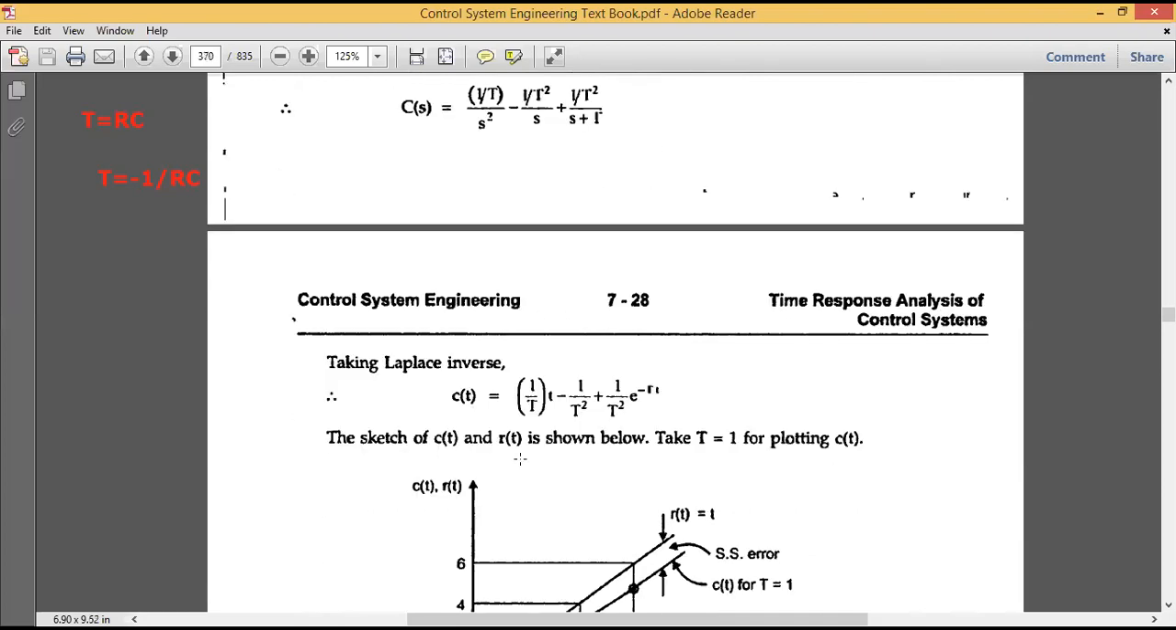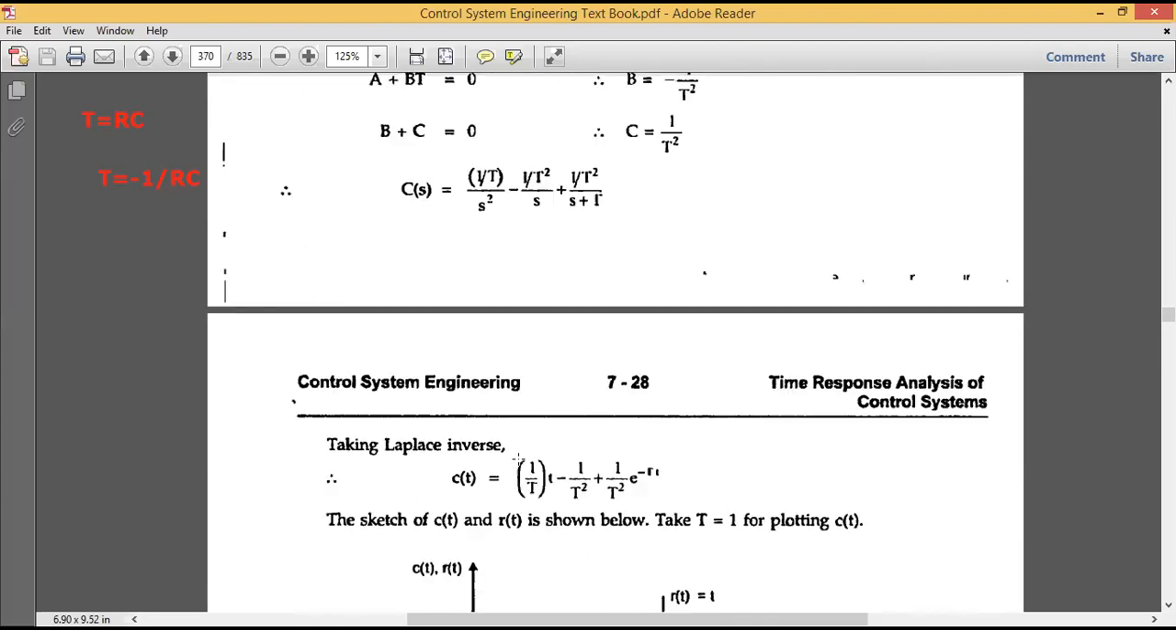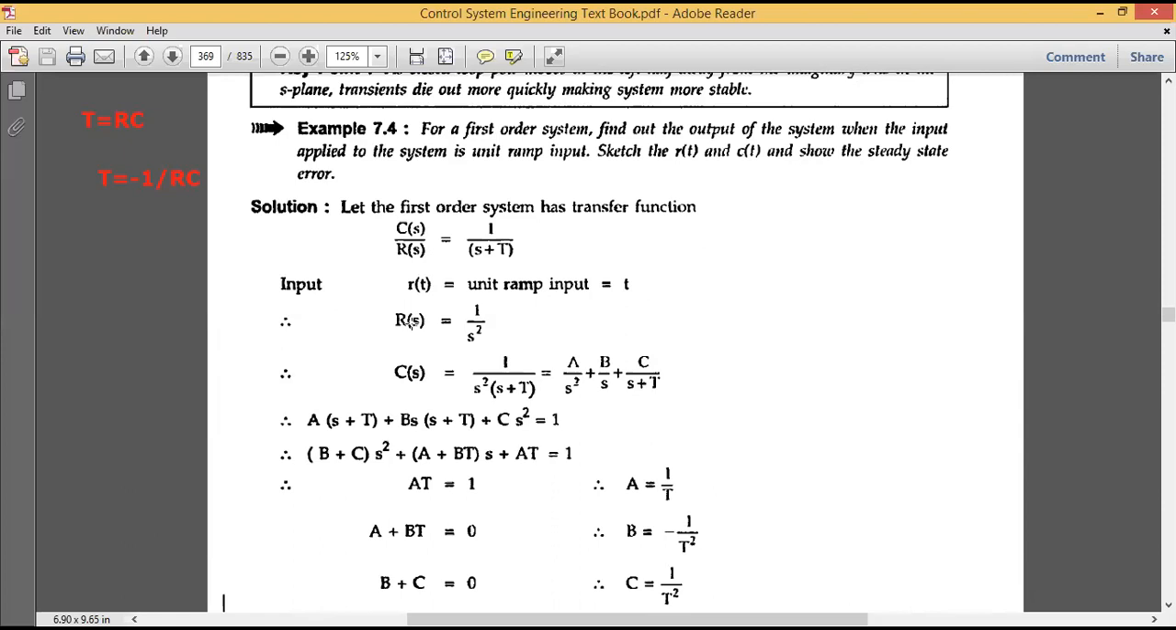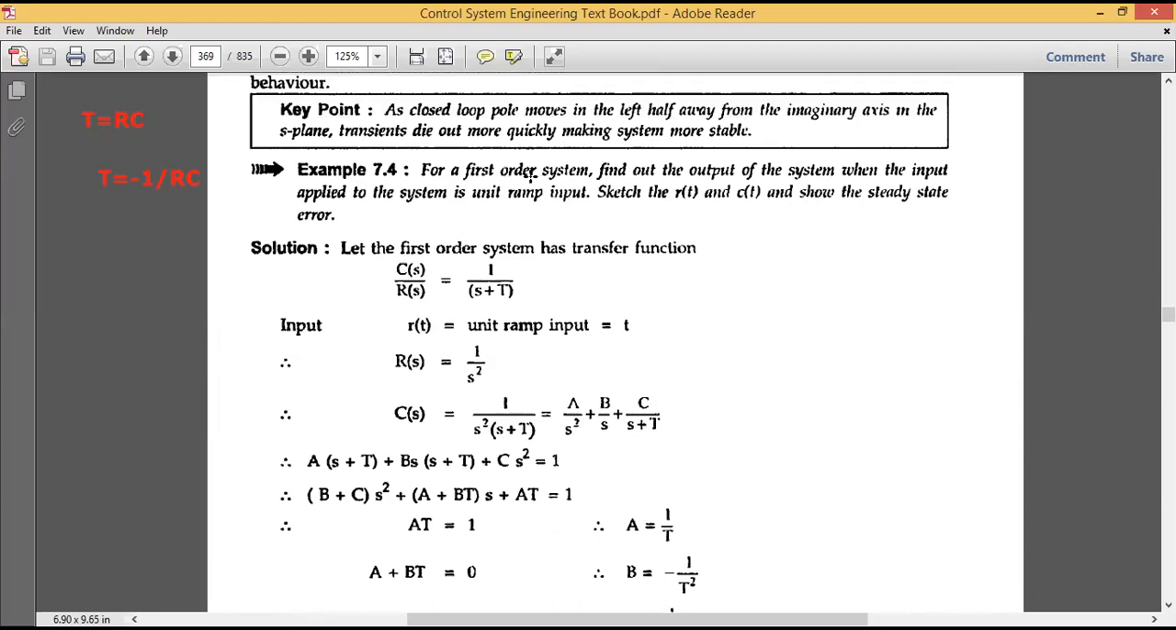Okay, now similarly, if you consider one problem here, they have taken one simple first order system. You need to sketch R of t and C of t and show the steady state error. So what is C of s divided by R of s? For the one pole, the standard formula is 1 divided by s plus t.